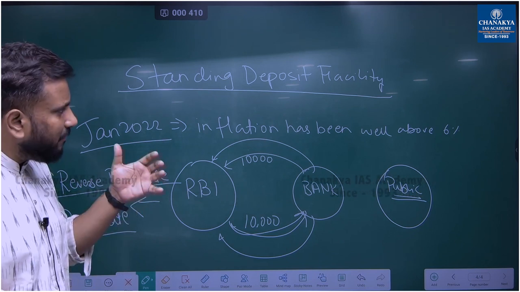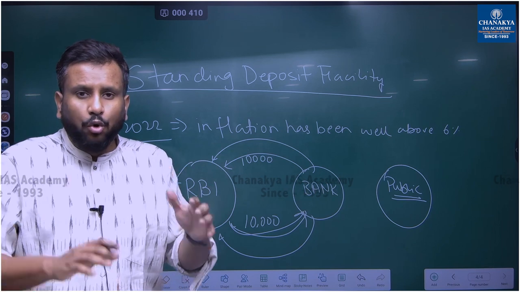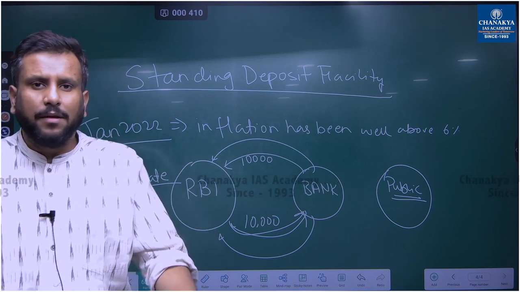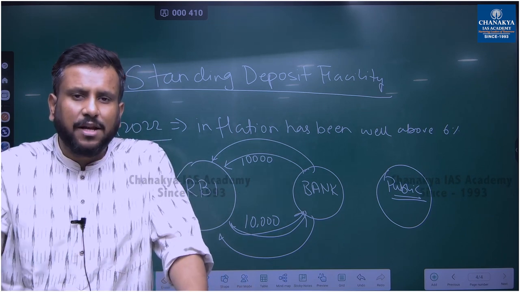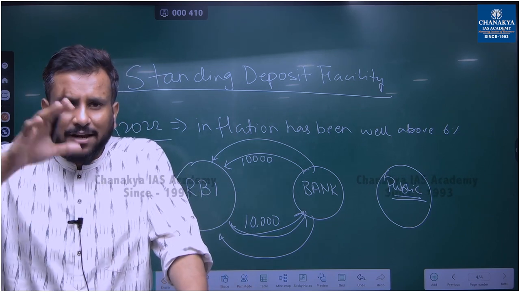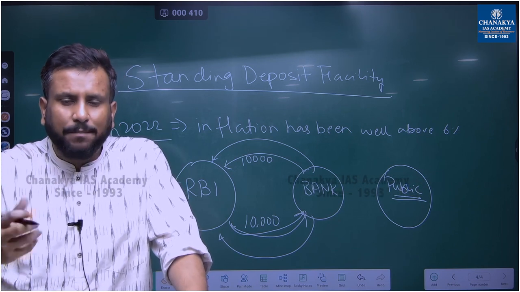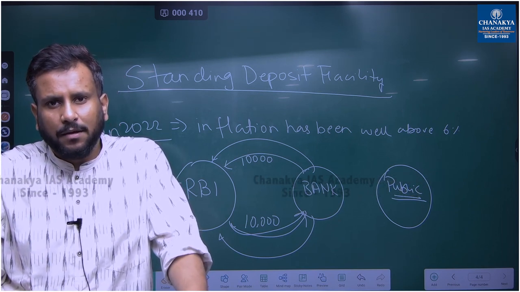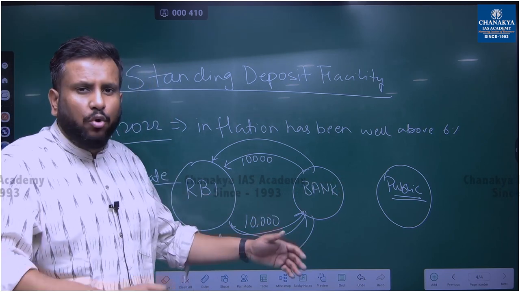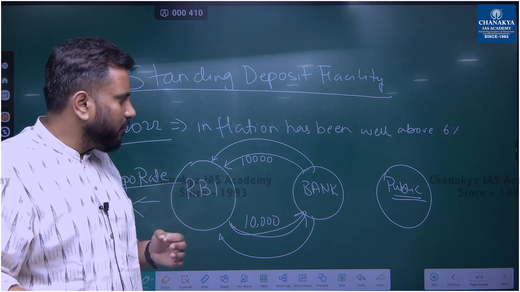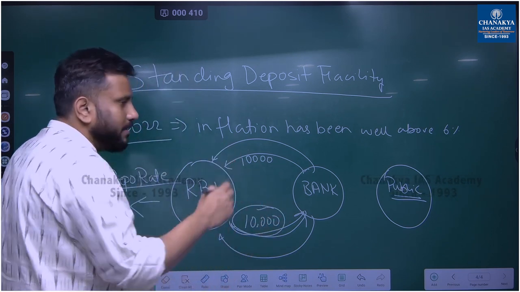But this time, because the inflation was above 6%, because huge money was pumped into the economy during the pandemic, because government has expanded its fiscal policy, globally many investors brought their money into India. So there was huge money supply into the public. And that's why the RBI wanted to suck a huge quantum of money from the bank, but it did not have the required securities.